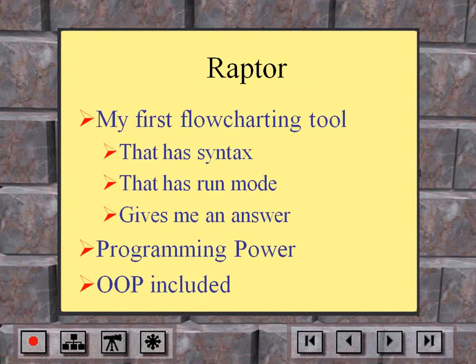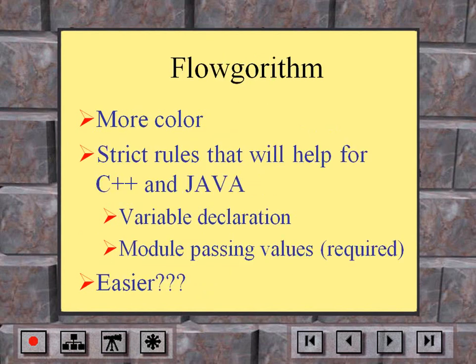And I want to mention that Raptor was my first flowcharting tool. It has syntax to it, it has a run mode, and it gives me an answer when it runs and demonstrates that my flowchart actually works. This is what I would consider programming power. The other thing about Raptor is it can also go into an object-oriented programming mode. In other words, the more modern style of programming, Raptor can handle that in a demonstration of flowcharting. So that's an advantage to Raptor.